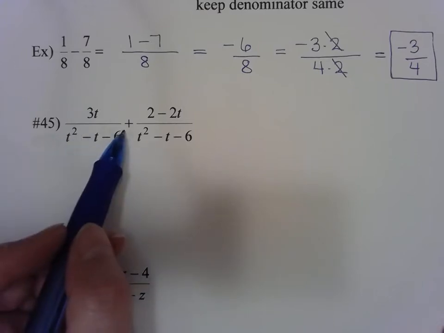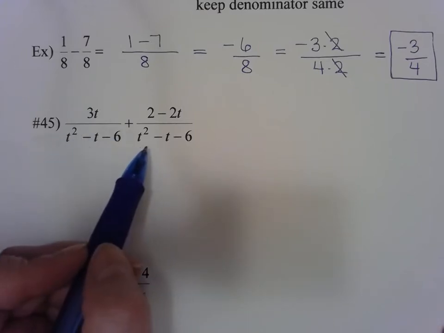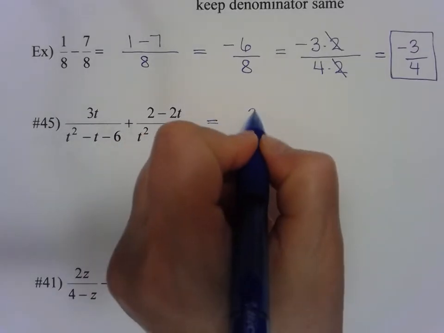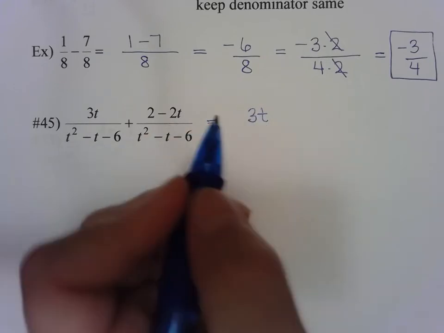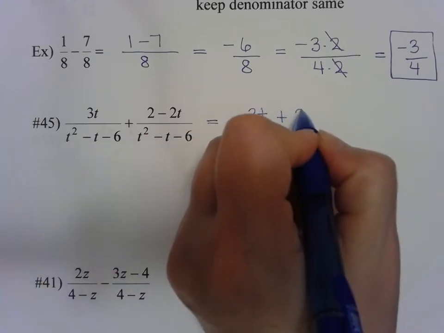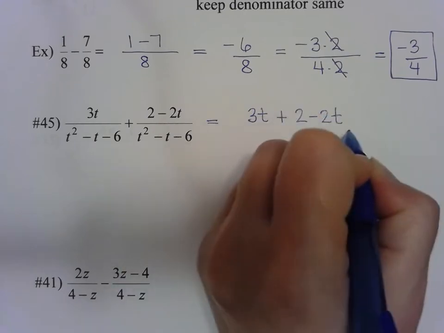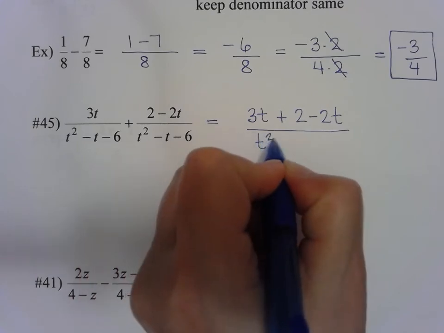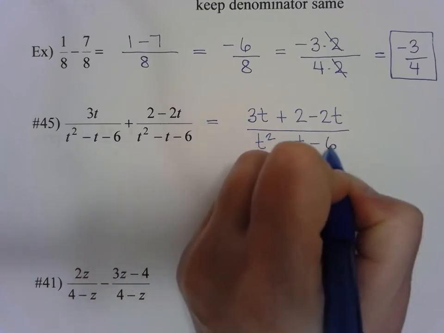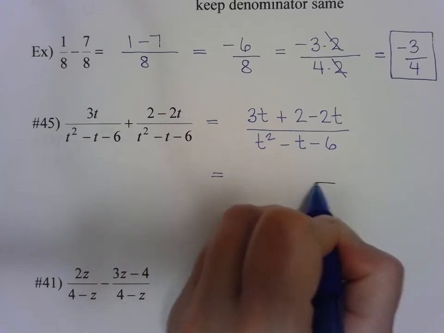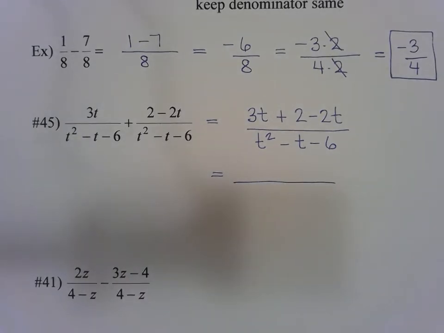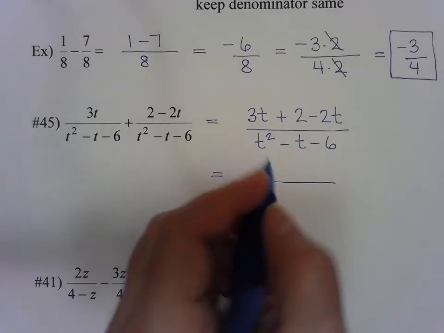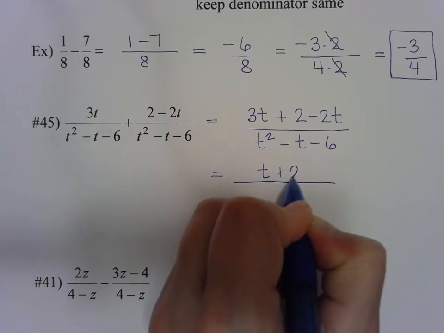Okay, so this is addition. Notice the denominators are the same. So we're going to go ahead and add and put them together into one fraction. So 3t plus 2 minus 2t. Since they already had a common denominator, we're going to put them over that denominator. All right, then we want to make it as simple as possible. So we're going to combine things in the top. 3t minus 2t is 1t plus 2.